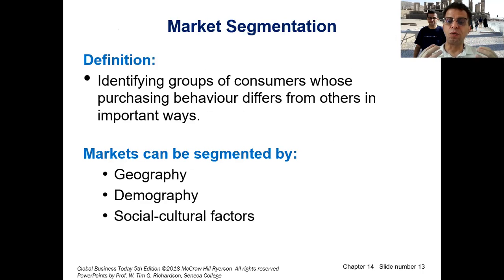Now, we still need to segment the market. What is market segmentation? It is identifying a group of consumers whose purchasing behavior differs from others in an important way. Maybe level of income, level of class, being young generation, older generation, male, female. These are all ways you can segment the market. So the market can be segmented by geography, demography, and social cultural factors.